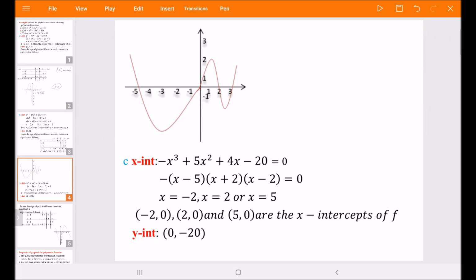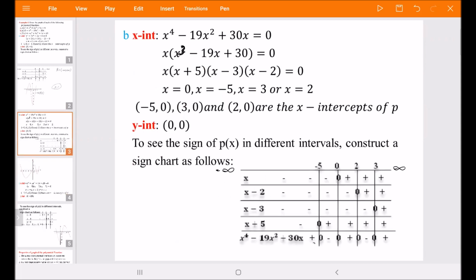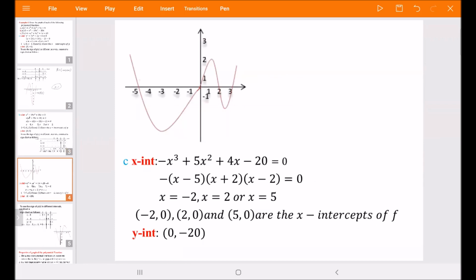Then from the sign chart we constructed, between -5 and 0, the graph of this polynomial is negative. That means it lies below the x-axis. So it lies below the x-axis, but because it should return and touch the origin, somewhere there must be a valley. So it starts to rise, then it touches the origin. Then what happens to the graph of this polynomial after the origin?